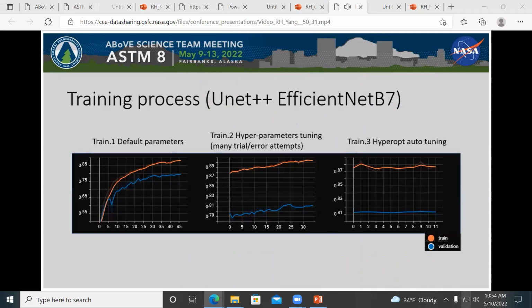So this one shows our model training process with a UNet++ architecture. In our first training, the validation accuracy reached 0.79 with default training parameters. And then we manually adjusted the training hyperparameters and found the best combination that increased our validation accuracy by 1%. And finally, we tried automatic hyperparameter tuning with a package called HyperOpt. It didn't increase our best validation accuracy.